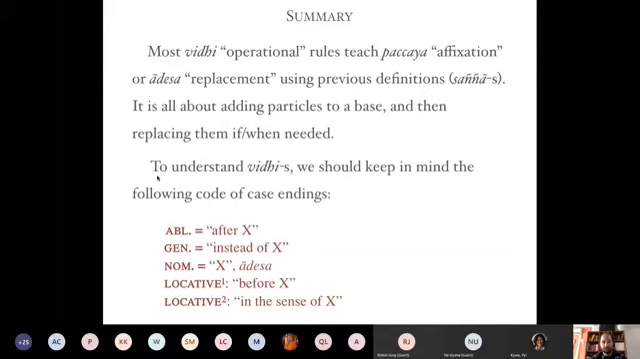The genitive will mean instead of X. Nominative will mean simply X, that is the replacement. The locative, the first type of locative, right context, means before X. And the second type of locative that we have seen as a modulator would mean in the sense of X. And that's all. Thank you very much. That's all for today. We will continue in the next session.